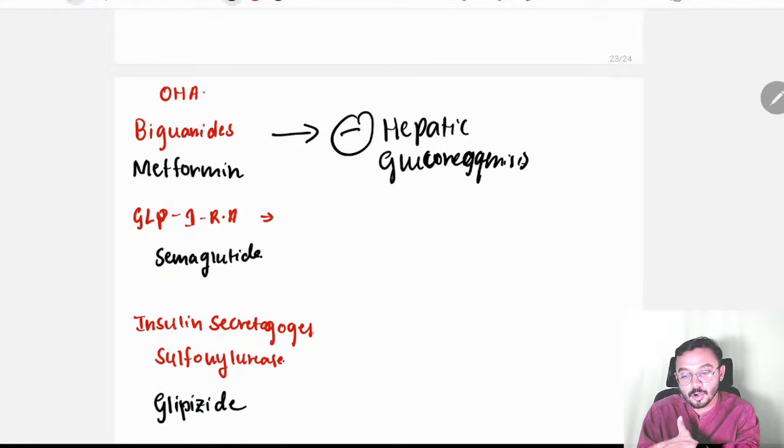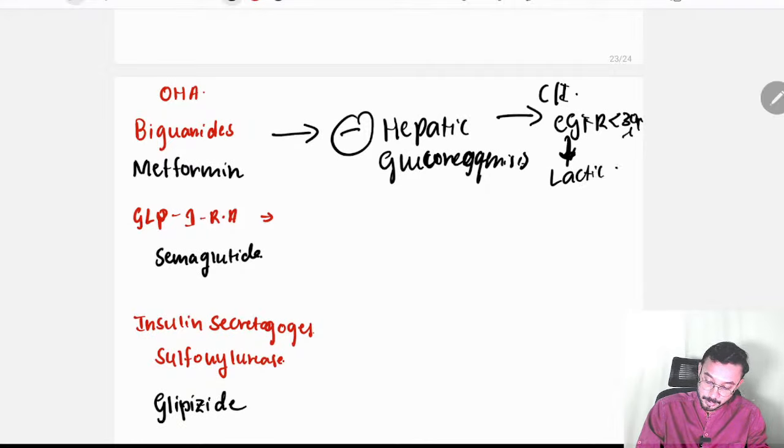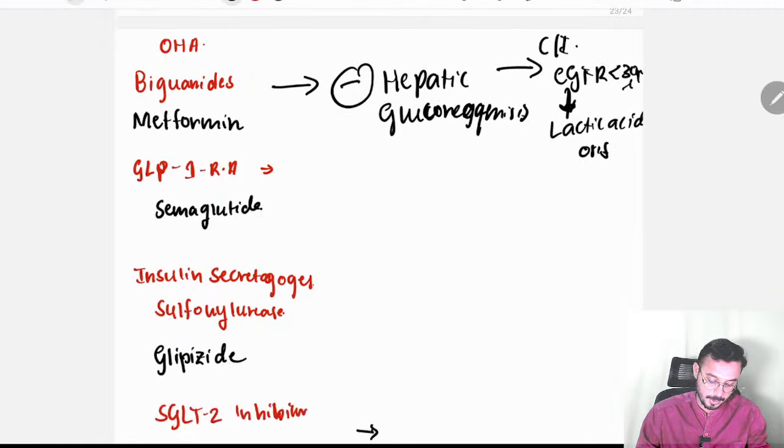The liver also contributes to the production of blood sugar. Metformin puts a brake on that, so the glucose which is produced from the liver will not get produced. Metformin is contraindicated if the GFR is less than 30 ml per minute, and it is also contraindicated in lactic acidosis. This is about metformin.